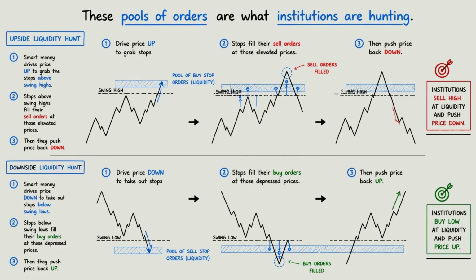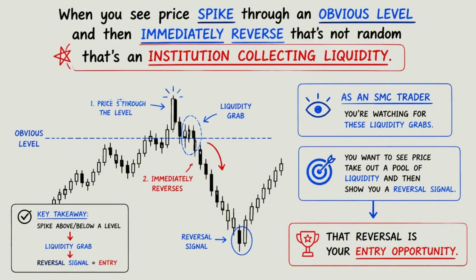They do the opposite on the downside. Drive price down to take out the stops below swing lows, fill their buy orders at those depressed prices, and then push price back up. When you see price spike through an obvious level and then immediately reverse, that's not random. That's an institution collecting liquidity.